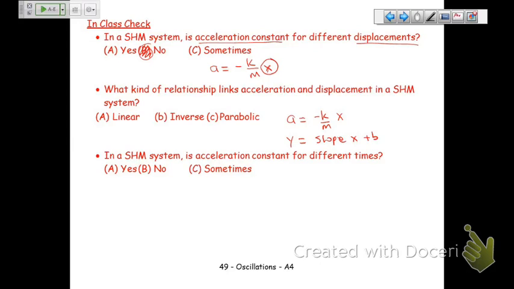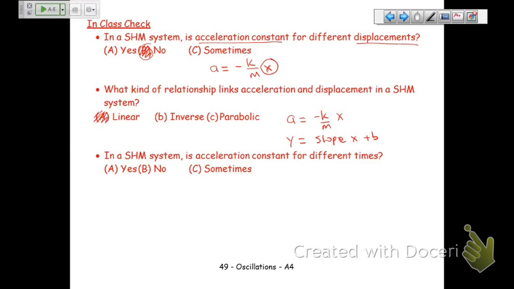K's not changing, M's not changing. K depends upon the spring stiffness. For a given spring, that's not going to change. M depends upon the mass's mass. For a given mass, that's not going to change. So these guys are not going to change. They're a constant. And so what I get is, that's linear.